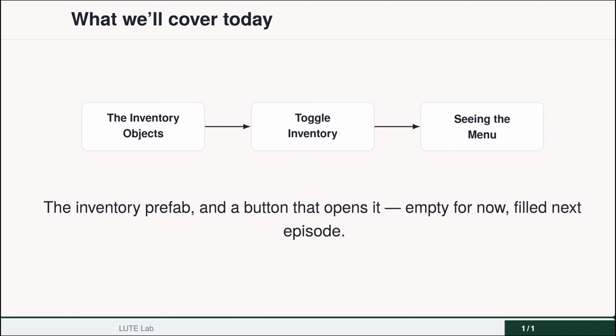Within this episode, we will simply discuss the inventory prefab, going through the individual objects that make up the inventory, looking at the toggle inventory order to ensure that we can actually visibly see the inventory during runtime, and how to interact with it using our mouse or touch keys. Let's jump into the editor to check it out further.